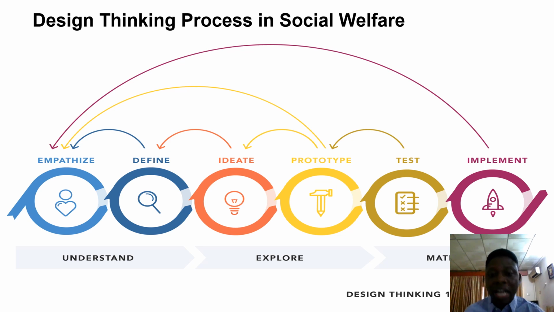Between empathy, define, ideate, prototype, test, you can still go back. Once you encounter problems, once you see that this solution still needs improvement, you go back. Whether you go back to the ideation stage, or the problem definition stage, or the empathy stage, it's an iteration process. You have to go back to redefine, to recoin, to ideate, to test run again and implement until the problem can be solved by the solution you are bringing on board. This is very, very important.